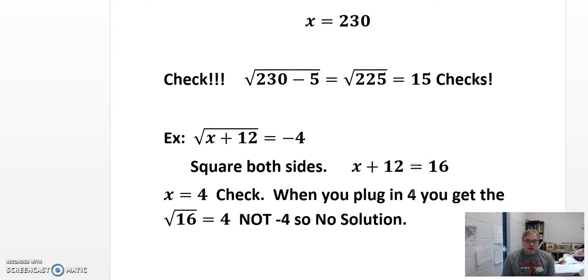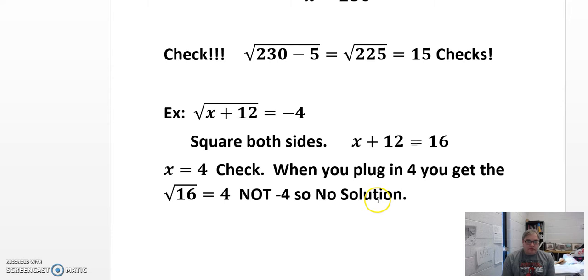Now here's an example, and this is a good example for two reasons. One, we should be able to look at this and see it's not going to have a solution. The reason is, I can't take the square root of a real number and get negative. Okay, so that's not happening. I know there's no solution.